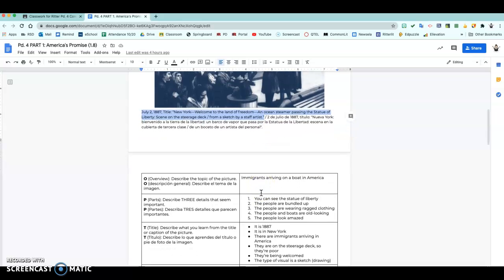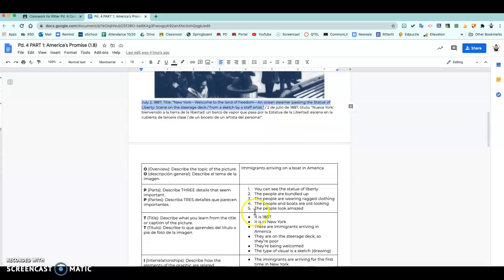When we take a look at the title, there's a whole bunch of stuff that we can get from this. People listed that we know the time period is the late 19th century because it gives us a date. It tells us exactly where they are. So people who weren't sure where the Statue of Liberty was would know from looking at the title that they are in New York.